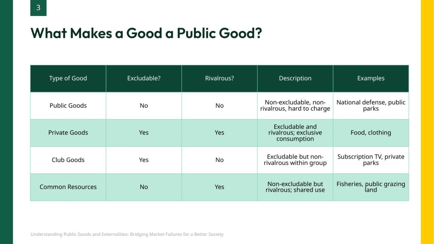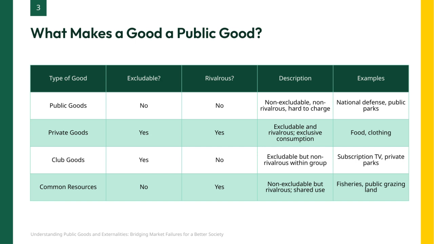Club goods are excludable but non-rivalrous within a group. You need permission to access them, but one person's use doesn't diminish availability for others in that group. Subscription TV services and private parks fit here. They restrict access, but multiple people can enjoy them simultaneously without reducing quality.